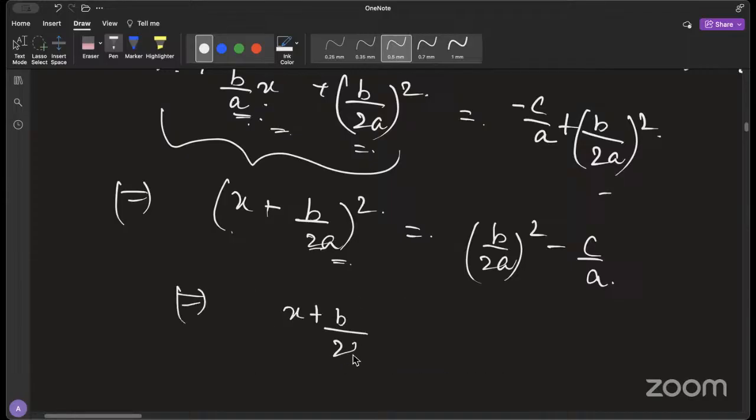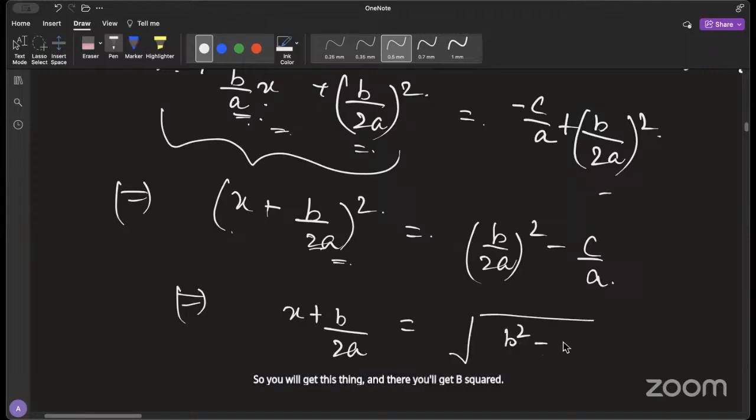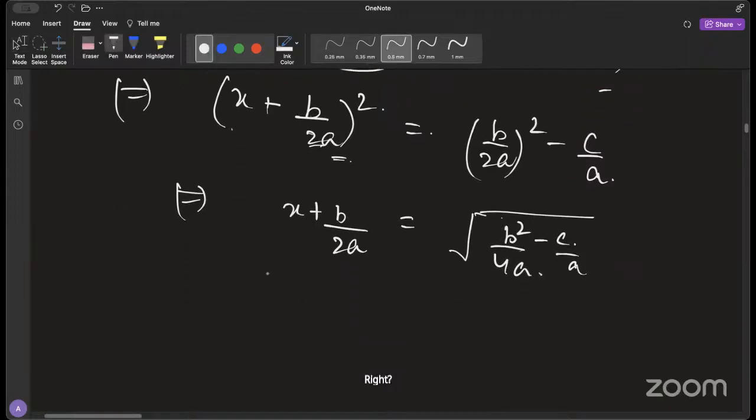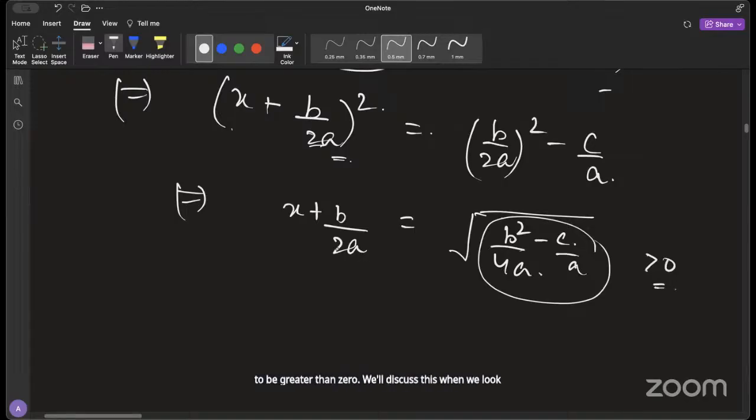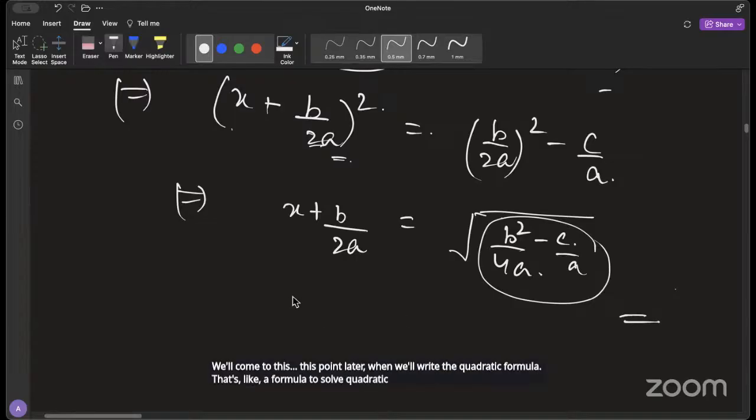You take the square root on both sides. So you will get this thing, and here you will get b square minus c by a, and here you have 4a, right? So you would want this entire thing to be greater than 0. We'll discuss this when we look at the quadratic formula. The quadratic formula actually comes from here. We'll come to this point later when we write the quadratic formula. That's a formula to solve quadratic functions or quadratic equations.